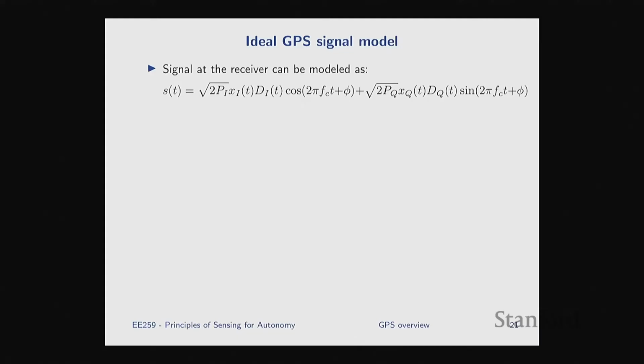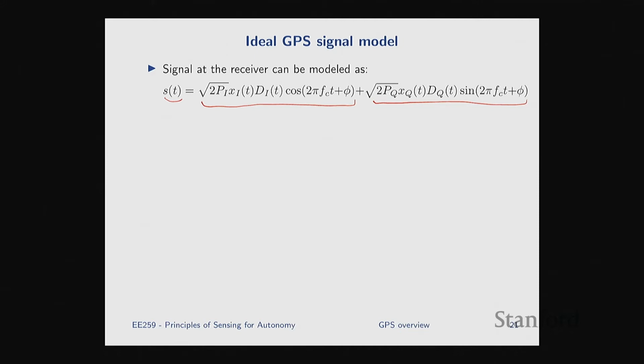Okay, let's have a quick look at an idealized version of the GPS signal model. So here, this S of t is the signal that the satellite transmits. And as I said, it has 2 components. There's an in-phase component, which is this first term. And then there's a quadrature component, okay? This should be familiar from communication theory.